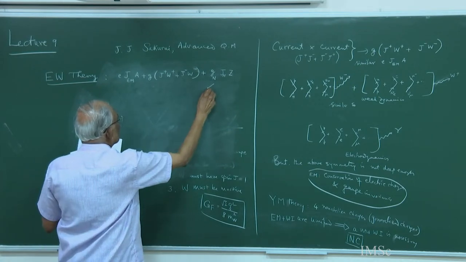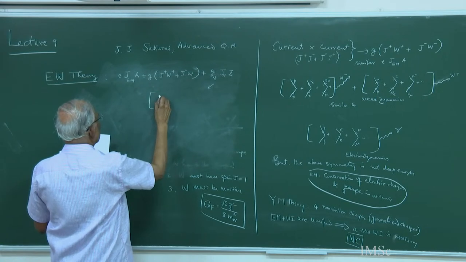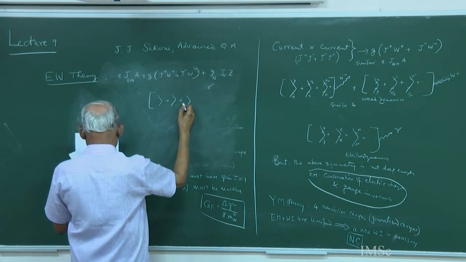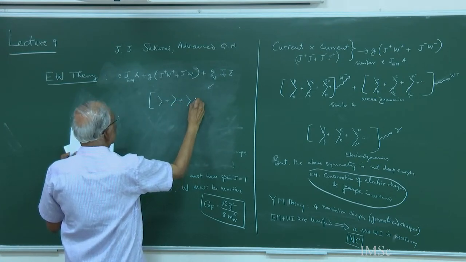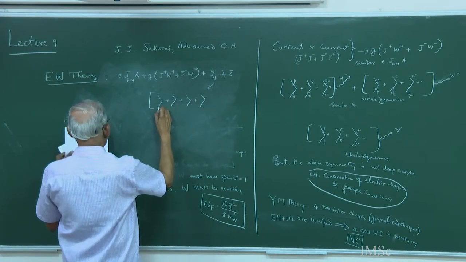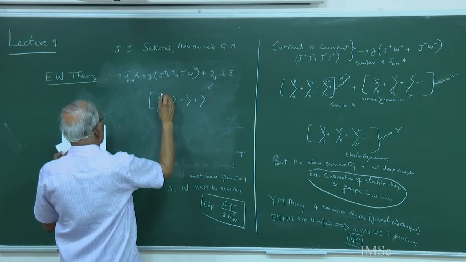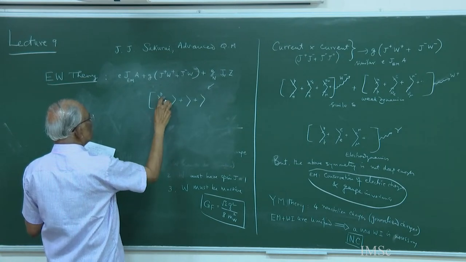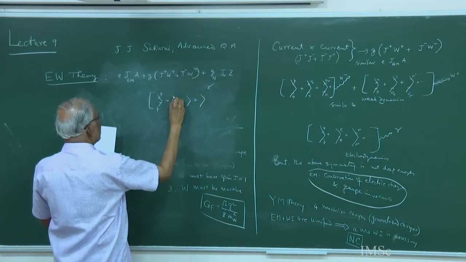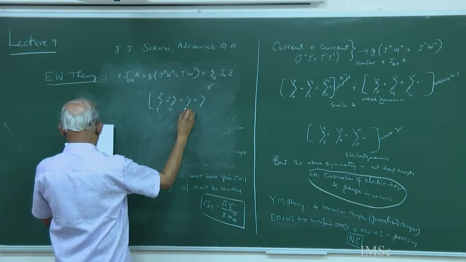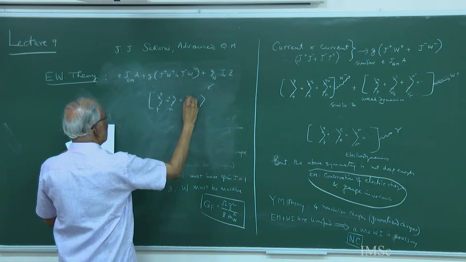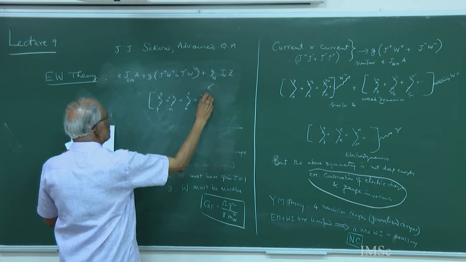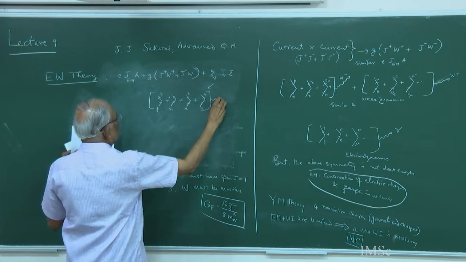Now what does this denote? Pictorially, let me again write down. Here the charge does not change, the charge is the same, so proton remains proton, and neutron will remain as neutron, and electron will remain as electron, and neutrino will remain as neutrino. So charge does not change, and the emission vertex is this.